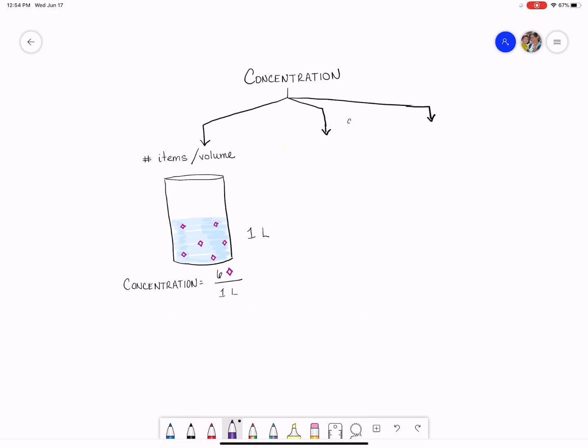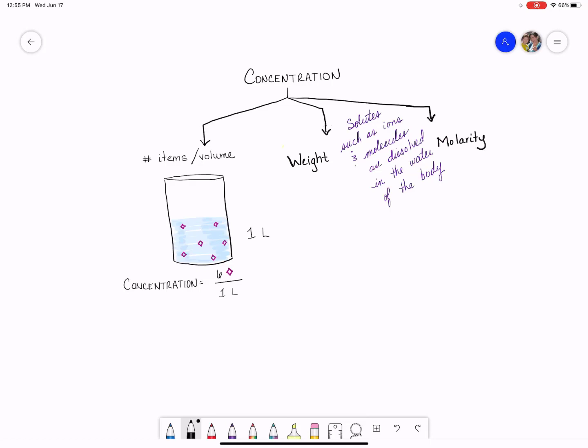The concentration of smaller solutes, such as molecules and ions that are dissolved in the water of the body, are not usually expressed as number of molecules or number of ions per liter of water or per milliliter, but rather expressed by weight or molarity. So let's take a look at those. Let's first look at weight.